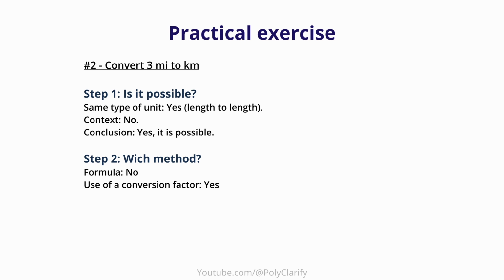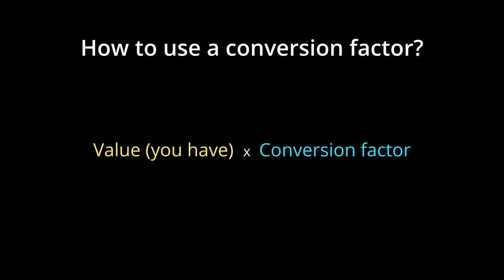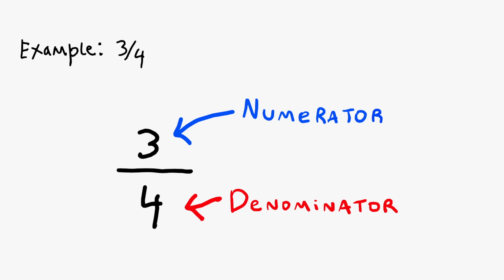But before solving this exercise, let's first understand how to use a conversion factor. To convert units using a conversion factor, you need to multiply the value with the unit you currently have by the conversion factor. A conversion factor is a fraction, which consists of a numerator, the value on top, and a denominator, the value on the bottom.